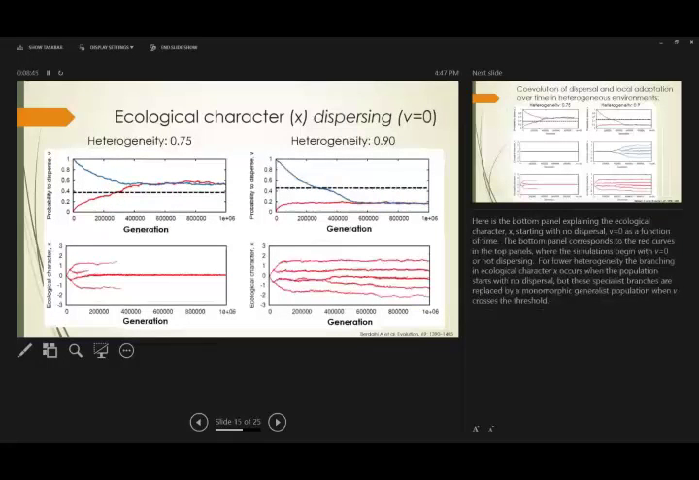So here in this bottom panel, explaining the ecological character X starting with no dispersal. So now we're talking about the red line where V equals 0. It corresponds to the red curves where the simulations are V equals 0. For lower heterogeneity, the branching of the ecological character X occurs when the population starts with no dispersal. But these specialist branches are replaced by a monomorphic generalist population when it crosses the threshold. So you can see when it crosses the threshold, we become a monomorphic generalist population versus starting out as a specialist.